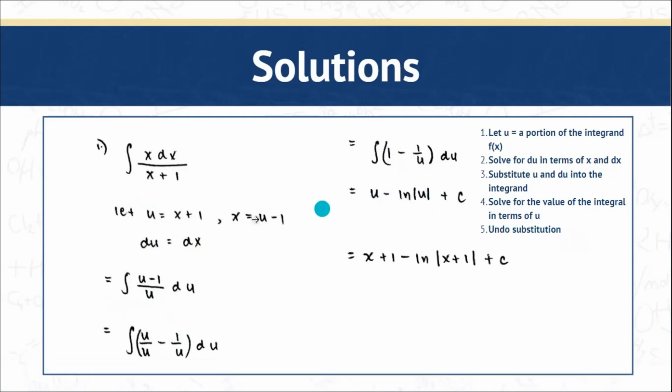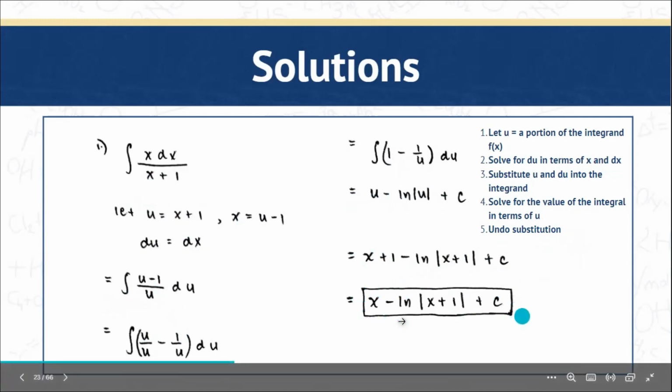So u, that's x plus 1. And then u again, that's x plus 1. So our final answer would be x plus 1 minus ln of x plus 1, plus c. But remember that c accounts for all of the constants in the final answer. So we can just merge this constant with this. It could be absorbed by the constant of integration. This is then our very final answer, x minus ln of x plus 1, plus c.